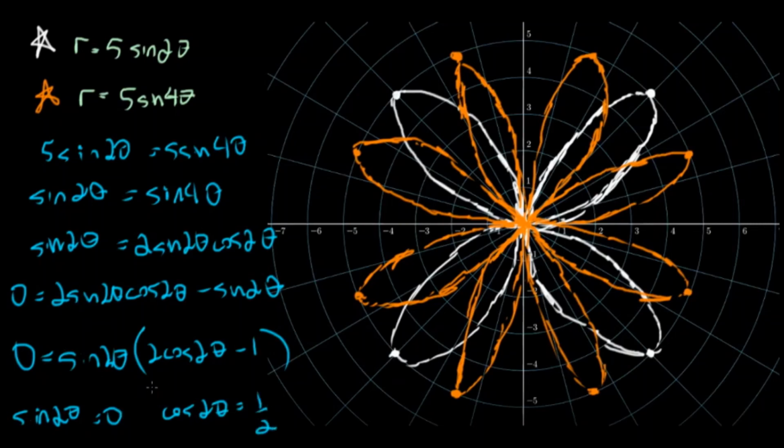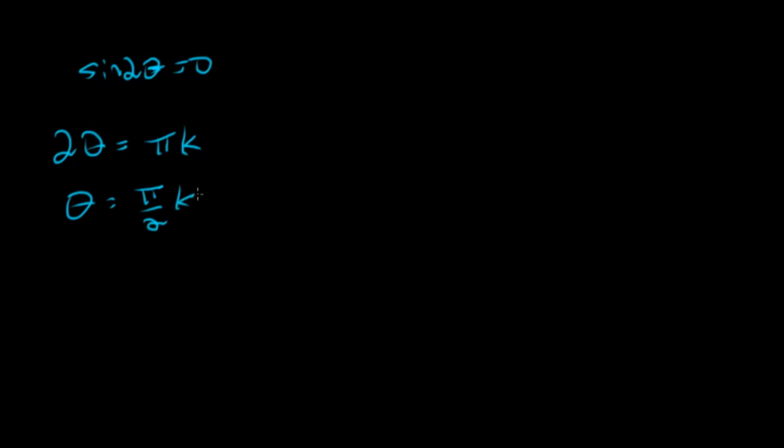So let's do it. All right, sine 2 theta is equal to 0 when 2 theta is equal to pi k, and so theta is equal to pi over 2 k. So what is that in terms of between 0 and 2 pi? Pi over 2, pi, 3 pi over 2, and 2 pi, or 0.